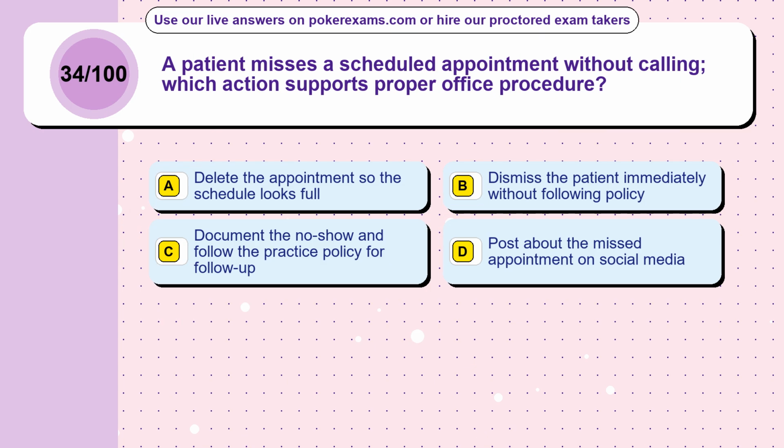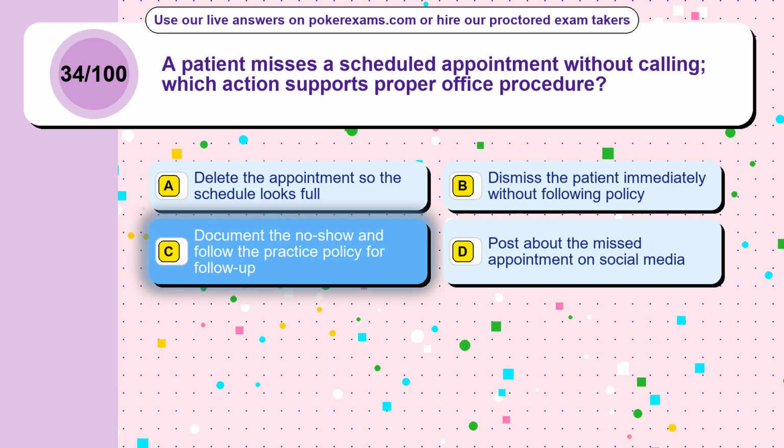Question 34. A patient misses a scheduled appointment without calling. Which action supports proper office procedure? Option A. Delete the appointment so the schedule looks full. Option B. Dismiss the patient immediately without following policy. Option C. Document the no-show and follow the practice policy for follow-up. Option D. Post about the missed appointment on social media.